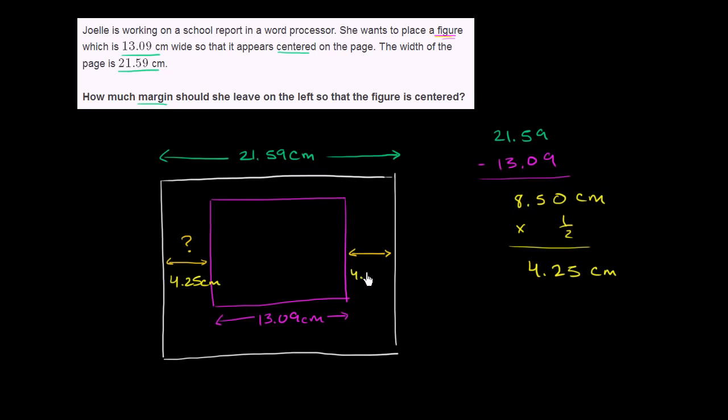And of course, this is going to be 4.25 centimeters as well. And you see, when you add 4.25 to 4.25, you get 8.5 centimeters. And then you add that to 13.09, you get the entire width of the piece of paper. So how much margin should she leave? On the left, 4.25 centimeters.